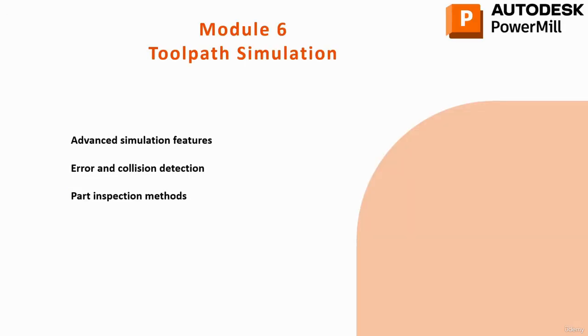We are going to start a very exciting module, module 6, all about Toolpath Simulation. In this module, we have some exciting topics: we will study the advanced simulation features, then error and collision detection, and then part inspection. It's a very small module, but it contains very exciting topics. We'll start with the advanced simulation features. So let's get started.